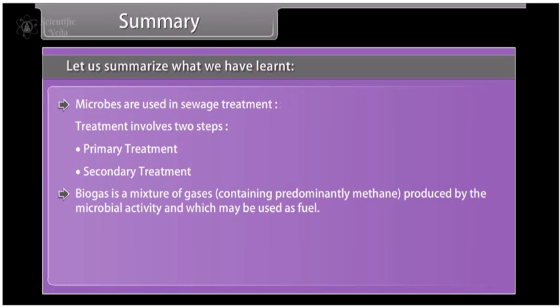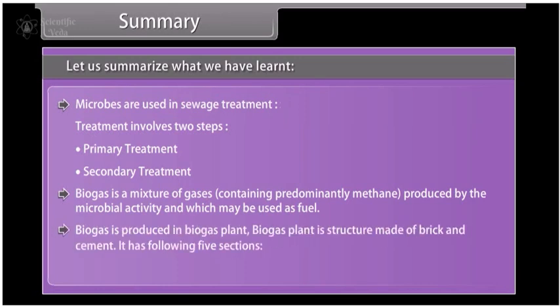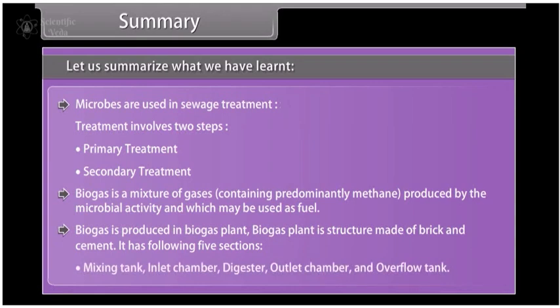Biogas is a mixture of gases containing predominantly methane produced by the microbial activity and which may be used as fuel. Biogas is produced in a biogas plant. Biogas plant is a structure made of brick and cement. It has the following 5 sections: mixing tank, inlet chamber, digester, outlet chamber and overflow tank.